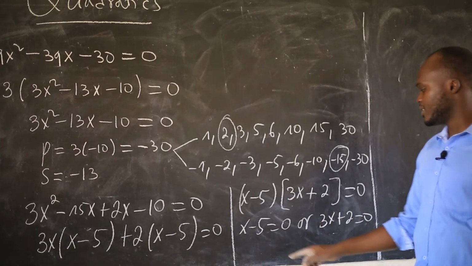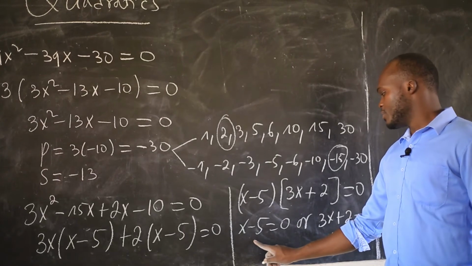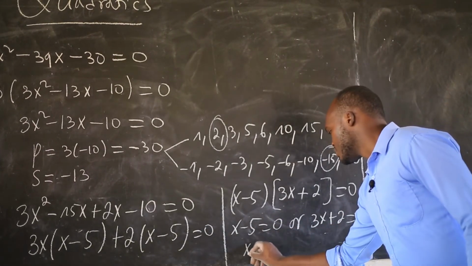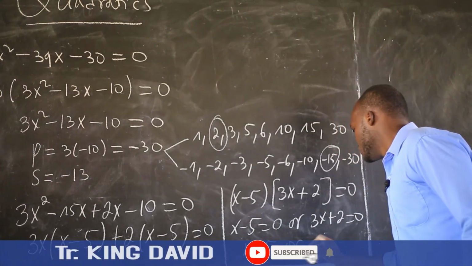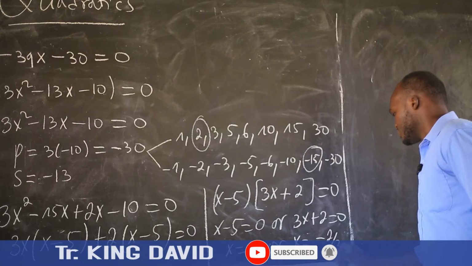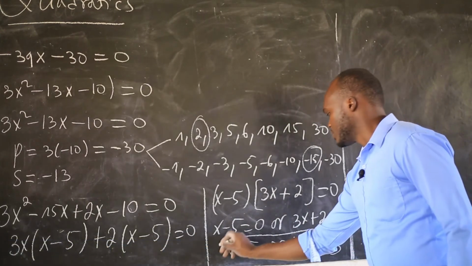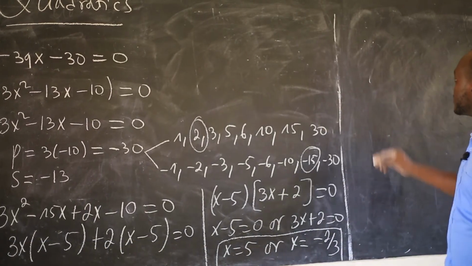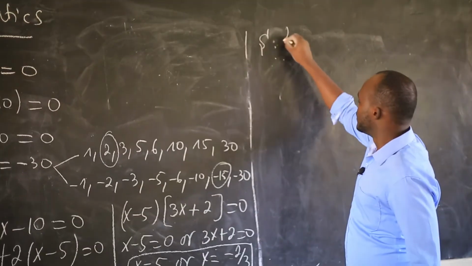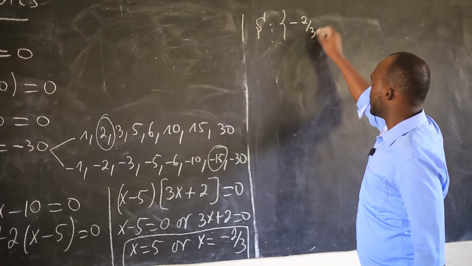So implies that we get the value of x from here, because x will be equal to 5, because we are bringing 5 here, it will be x equal to 5, or x will be negative 2 over 3. So those are the values of x. So meaning that our set is negative 2 divided by 3 and 5.